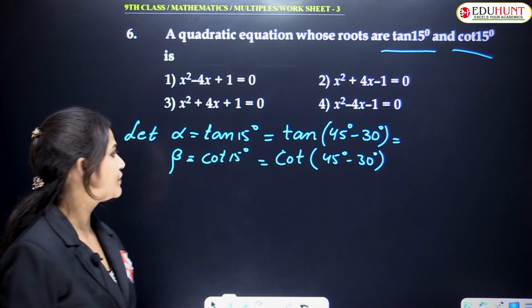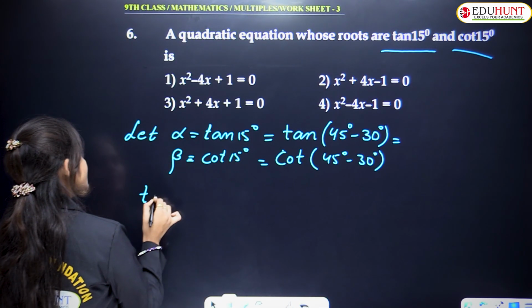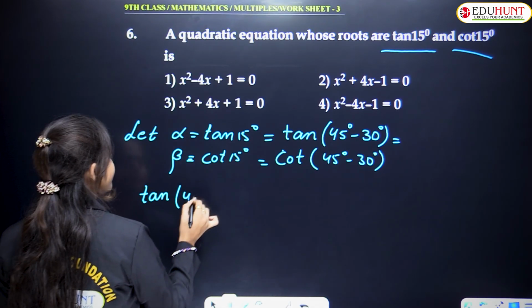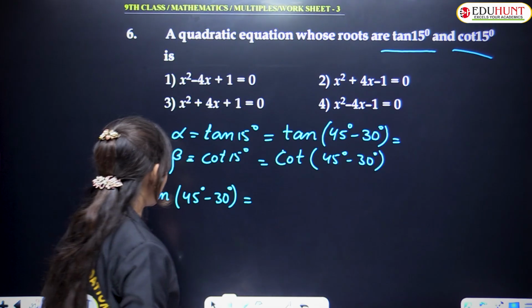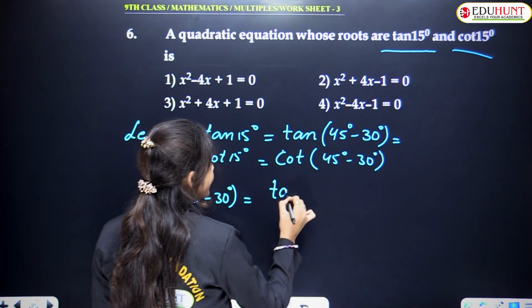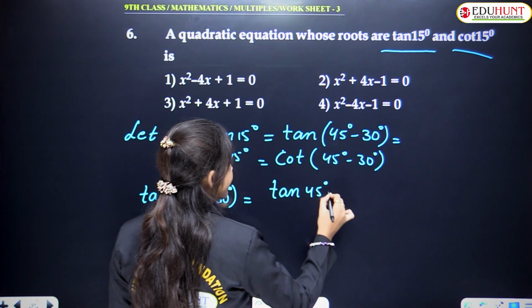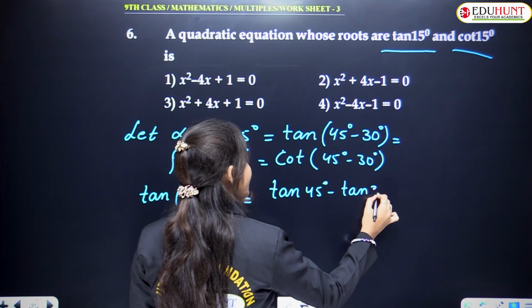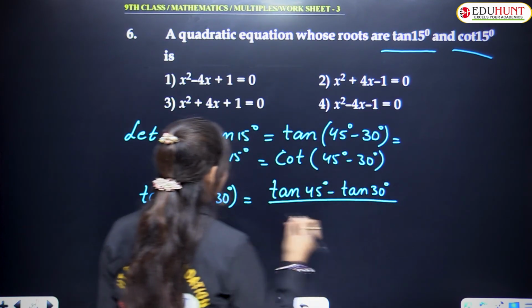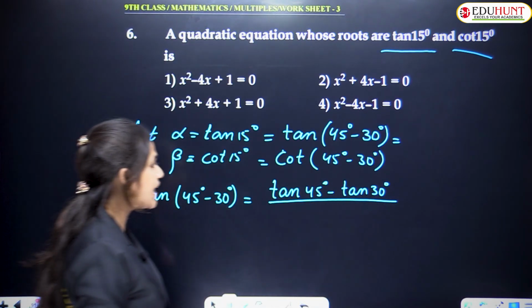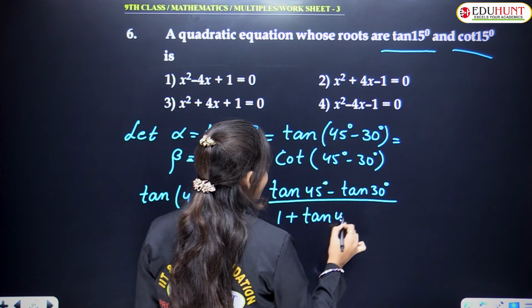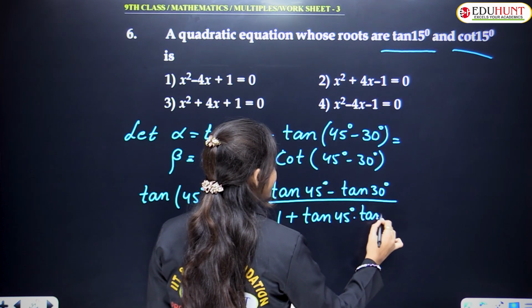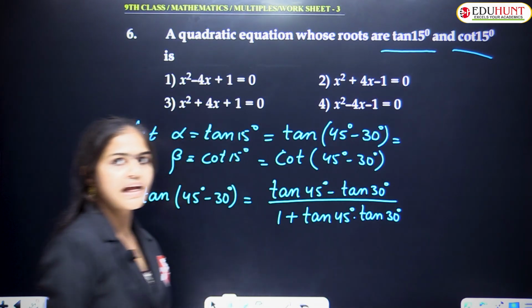Shall we write like that? Yes. So first simplify that, tan of 45 degrees minus 30. Which is equal to tan A minus tan B, at the place of B we are having 30, no? Okay. So tan A minus tan B by 1 plus tan A into tan B.